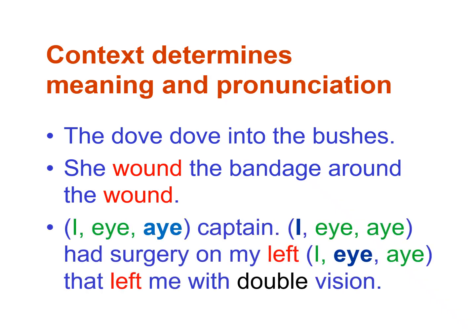Captain, I had surgery on my left eye that left me with double vision. Notice we have three words that sound the same, and yet are spelled differently, and each have different meanings. Note that the first left refers to a side of the body. The next left refers to an outcome. And does double vision mean that you see twice as good after surgery? It's amazing we managed to understand each other.